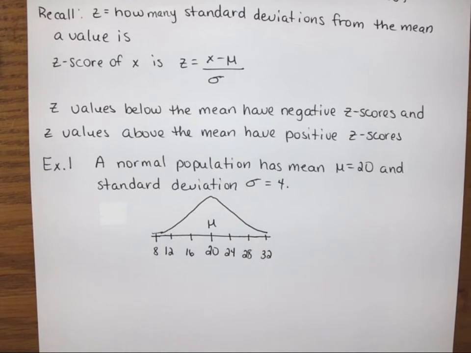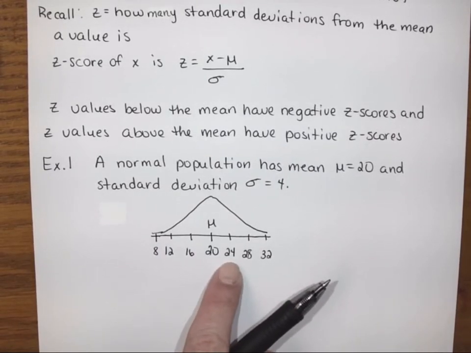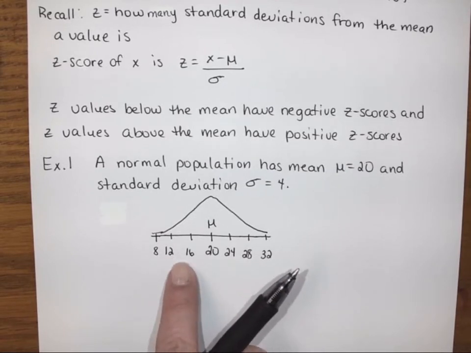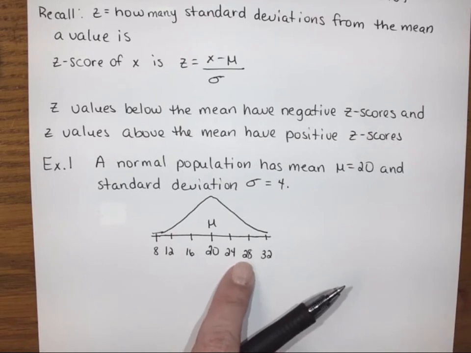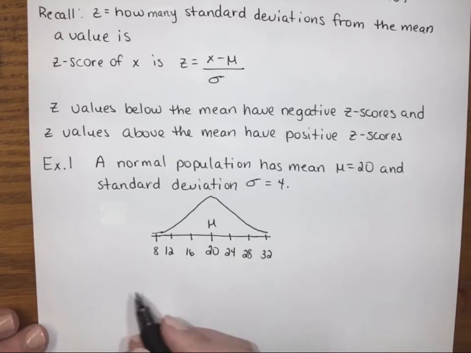Okay, remember we talked about that if we're within one standard deviation, between 16 and 24, we're covering 68% of the data. If we are out 2 standard deviations, or in this case between 12 and 28, we cover 95% of the data. And then if we go out 3, we cover almost all, or 99.7% of the data.